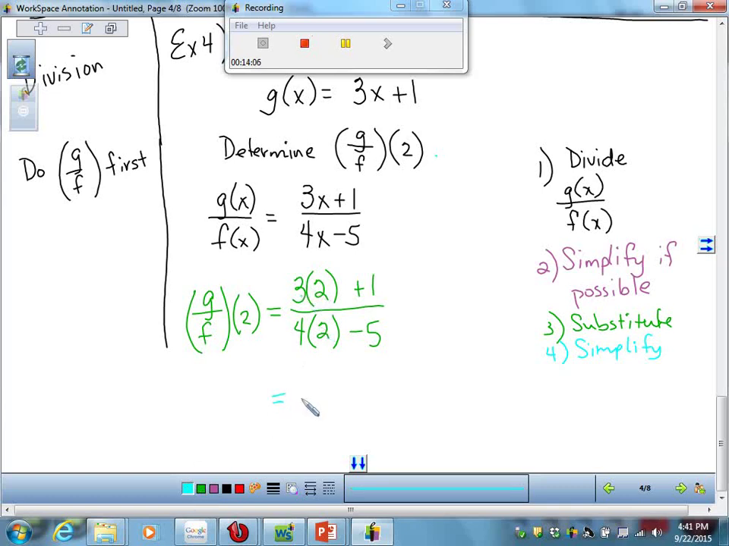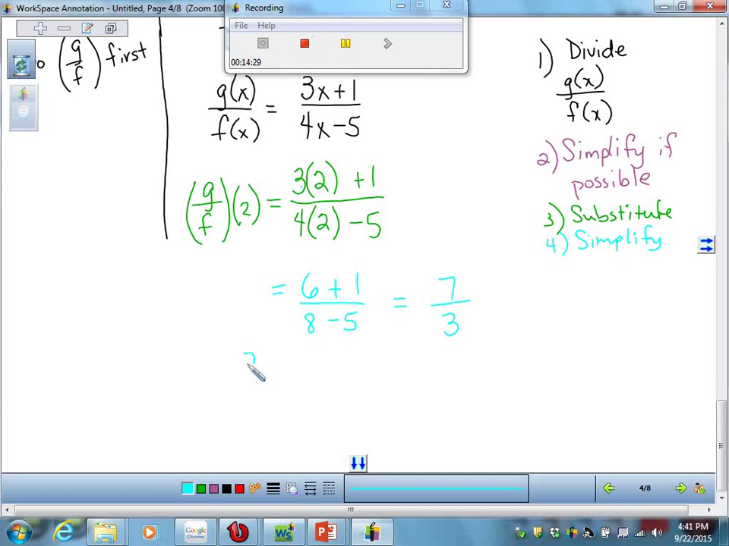So in the top we've got 3 times 2, that's 6, plus 1. In the bottom we've got 4 times 2, that is 8, take away 5. So finally simplifying, 6 plus 1 is 7, 8 minus 5 is 3. If you can simplify the fraction, you do it, otherwise you leave it alone. And our final answer, g divided by f of 2 is equal to 7 over 3.